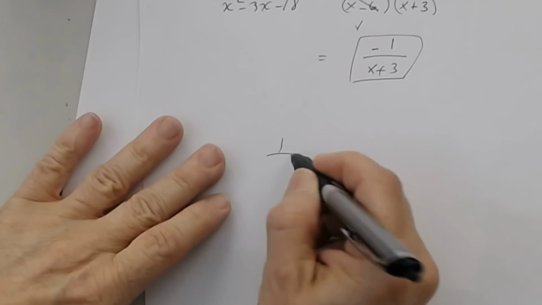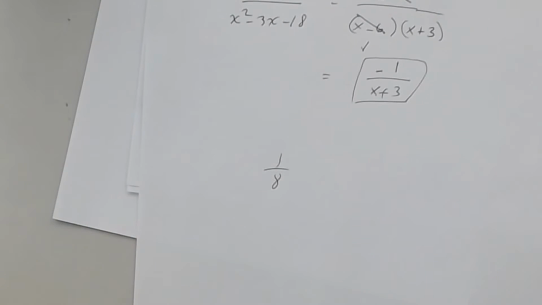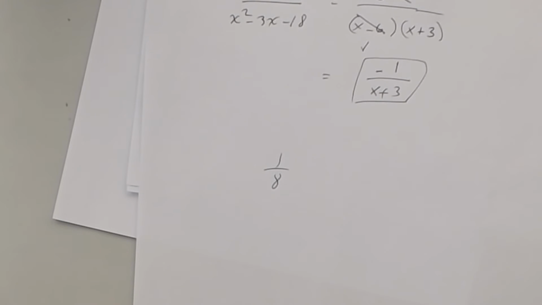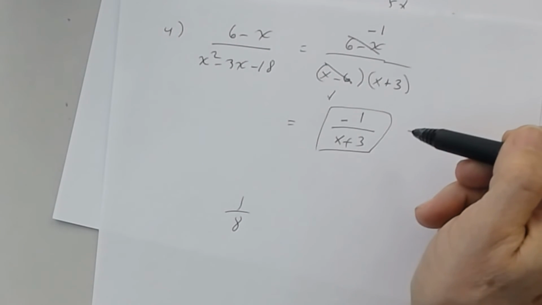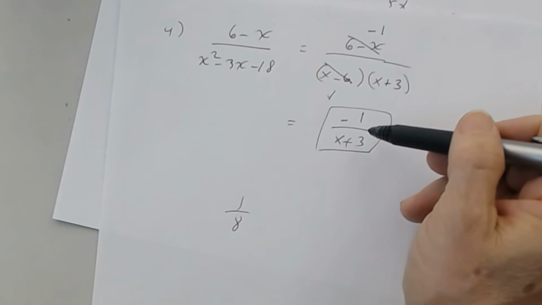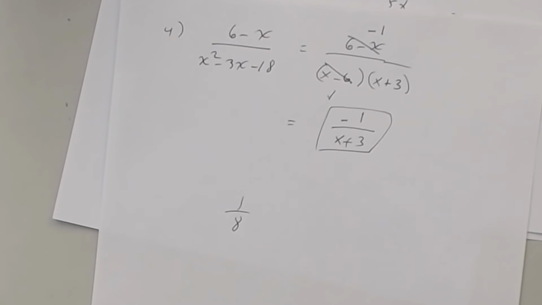So if you have 1 divided by 8, how are you going to write it? Can you just take the 1 away? No, the 1 has to stay in the numerator, right? So if I have negative 1 divided by x plus 3, can I just remove the negative 1? No. So it has to be negative 1 in the numerator. If I have 8 divided by 1, then I can say that's just what? 8. Okay? All right.